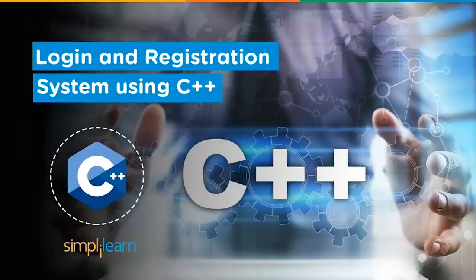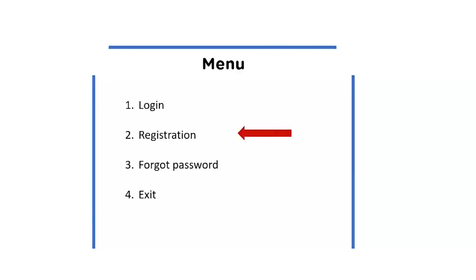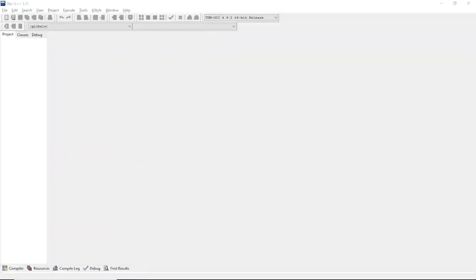In this project, first of all, we will make a menu page with options like login, registration, forgot password, and exit. Then we'll ask the user to select any one of those options. Once the user has selected a particular option, we have to continue with the functionality of that. So now let's switch to our code editor and do its practical implementation.